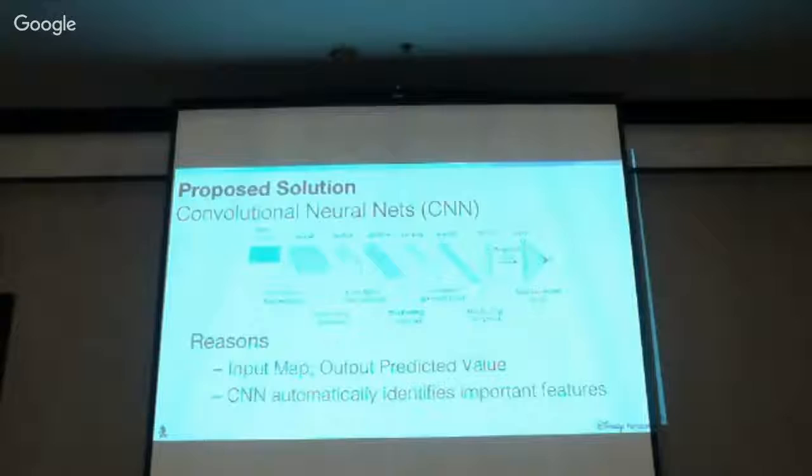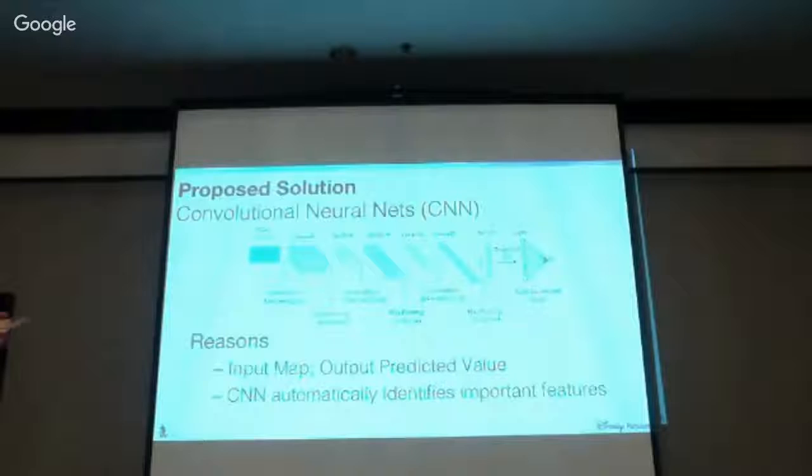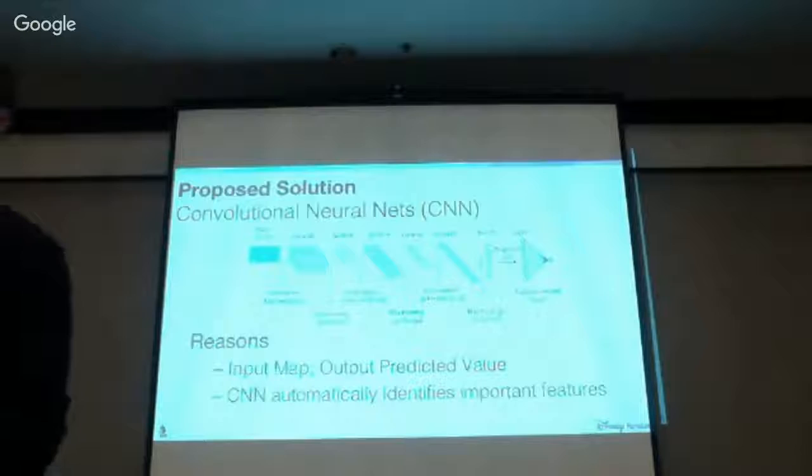I can lift the lid and we can look inside to find a convolutional neural net. This is a deep neural net approach, which has gotten a lot of success in the sort of image tagging, image understanding kind of sphere. The reason we want to use it is we can input a map, essentially an image of the level, and we can output a predicted value, which gets us pretty close to our desired goal here.